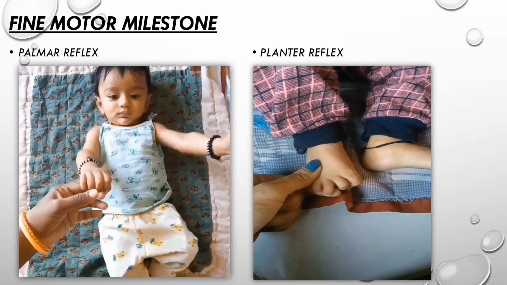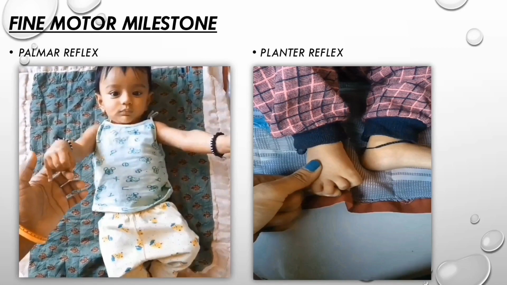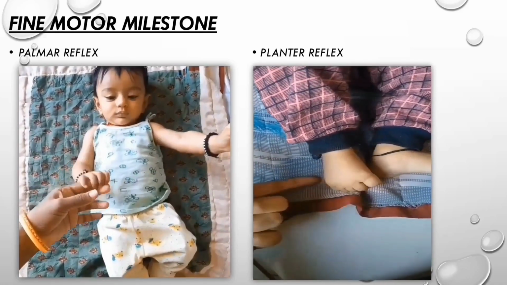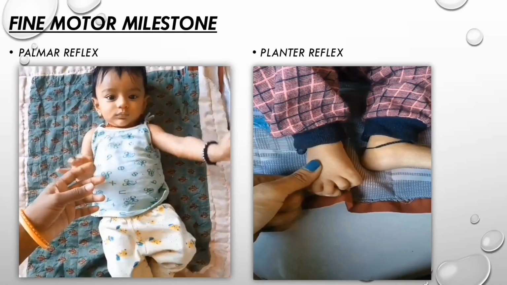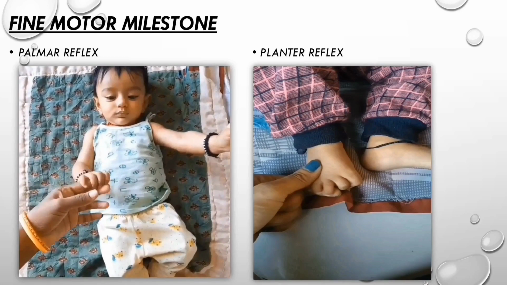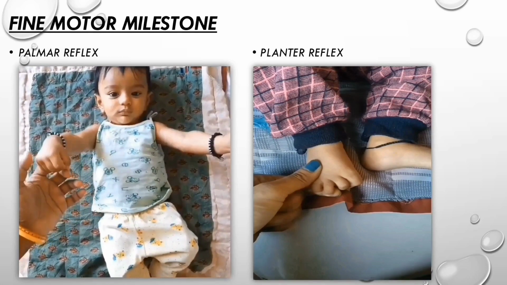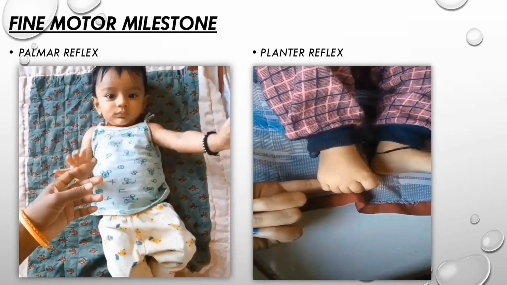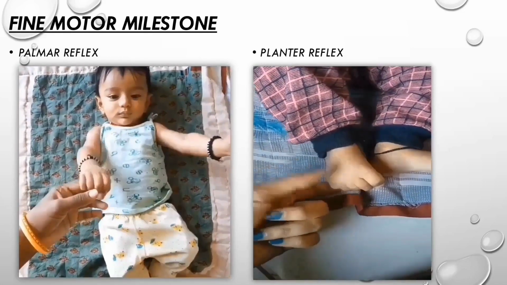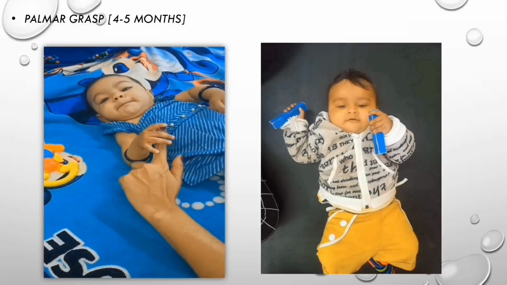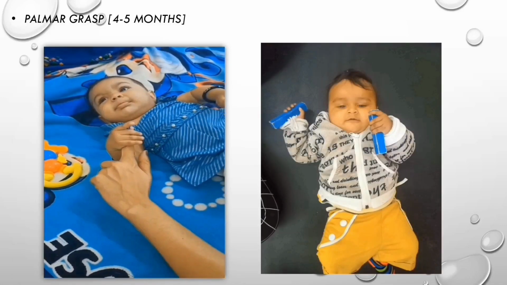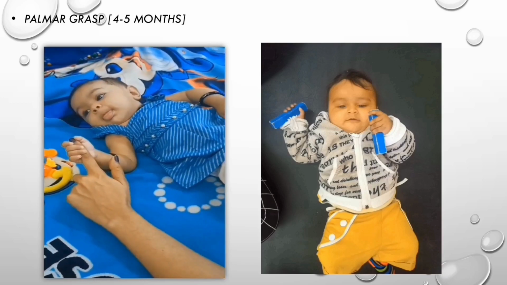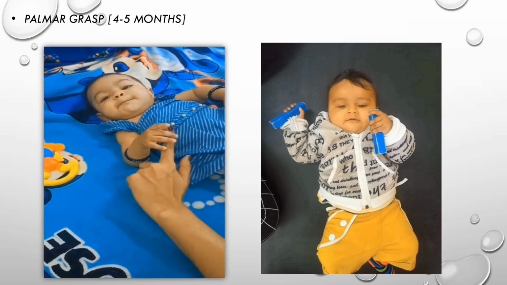Fine motor milestones. First, hand grasp reflex, seen from birth to 4 to 5 months. Palmar reflex: closing of hand when stimulated by touch to palmar surface. Plantar reflex: closing of toes when stimulated by touch to plantar surface. Second, palmar grasp, seen at 4 to 5 months. Object is held between flexed fingers and abducted thumb.